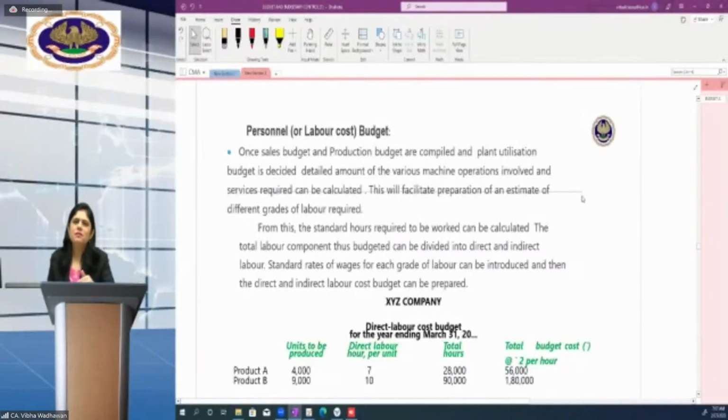So once, see the sequence. First, sales will be fixed, then units of production, and then raw material consumption, then raw material purchase, then labor. So we are actually going in sequence. All right. And then overheads will come. So everything is in sequence, and every budget, every department is interrelated. All right. That I explained to you yesterday also.